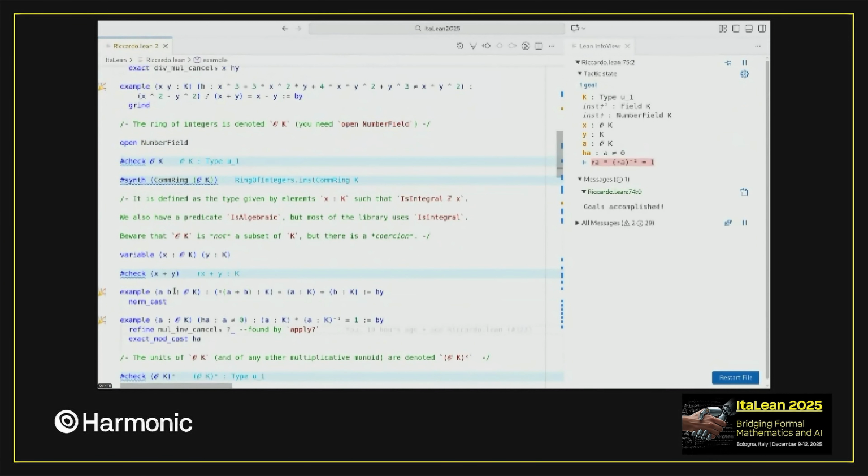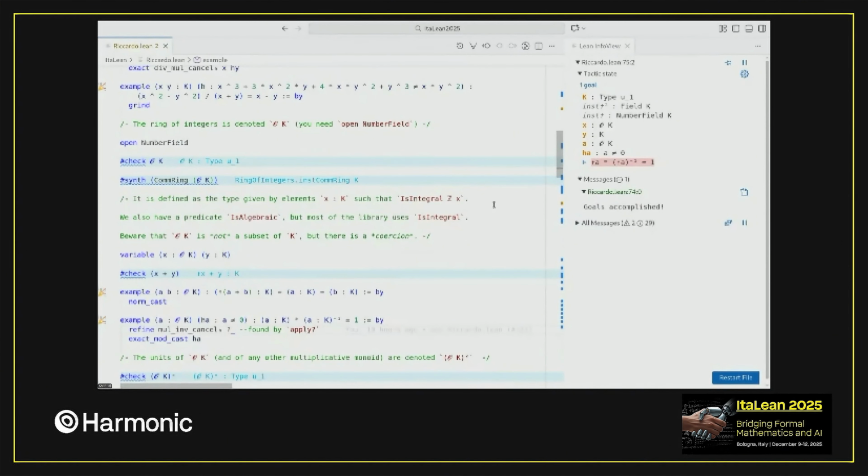Okay, another small example. Now we take A in OK. We suppose that A is different from 0, and we want to prove that A multiplied by the inverse of A is equal to 1. Of course, we cannot take the inverse of A in OK because OK is not a field, so we take the inverse of A as an element of K. Again, this is a stupid lemma. It should be in Mathlib.